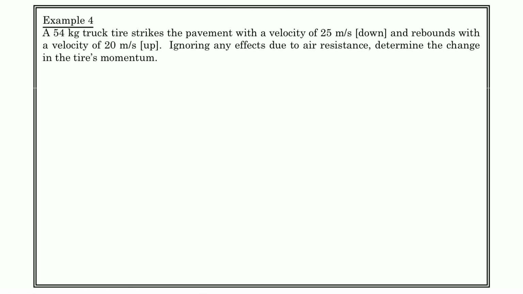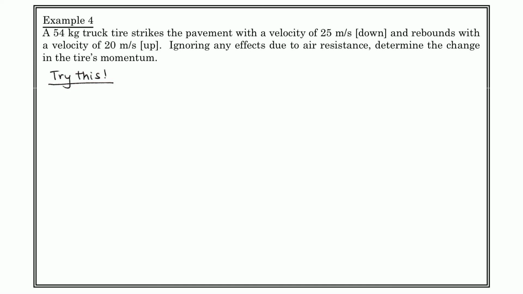All right, example number 4. A 54 kilogram truck tire strikes the pavement with a velocity of 25 meters per second down and rebounds with a velocity of 20 meters per second up. Ignoring the effects of air resistance, what is the change in the tire's momentum?